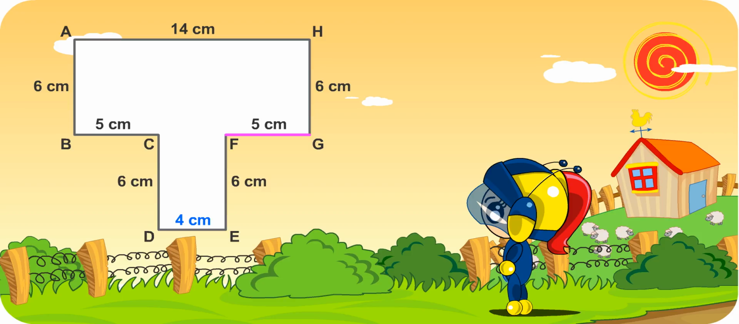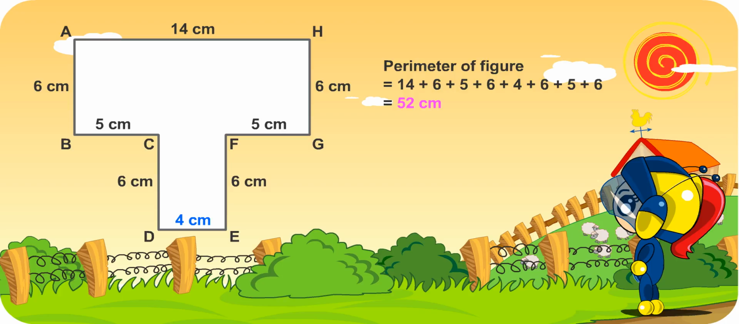FG equals 5 centimeters. GH equals 6 centimeters. HA equals 14 centimeters. Perimeter of the figure equals AB plus BC plus CD plus DE plus EF plus FG plus GH plus HA, which equals 14 plus 6 plus 5 plus 6 plus 4 plus 6 plus 5 plus 6, which equals 52 centimeters.